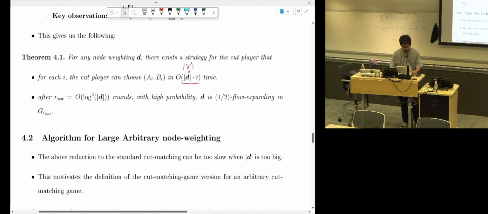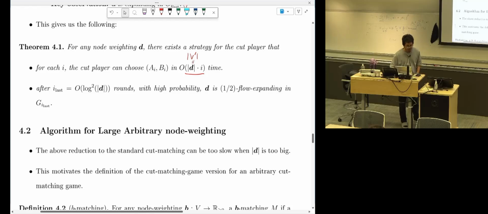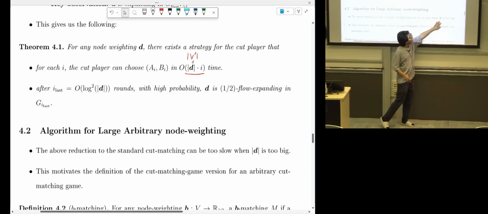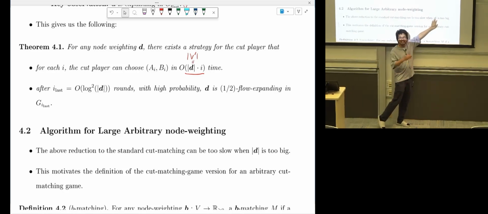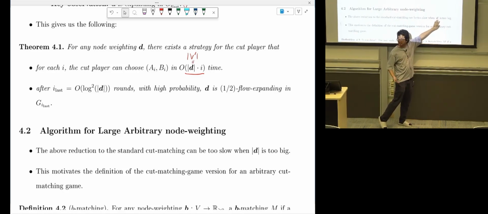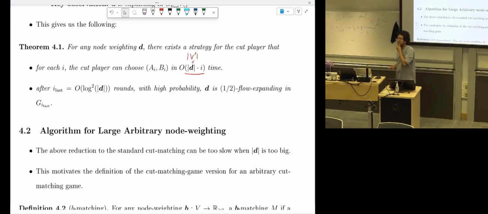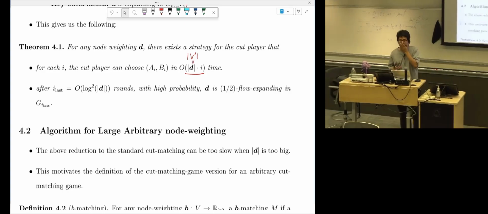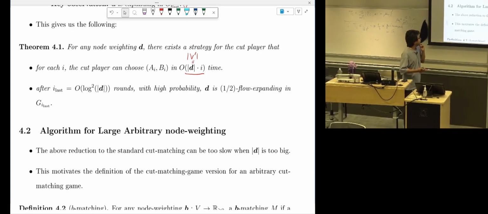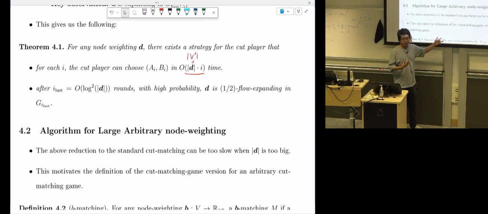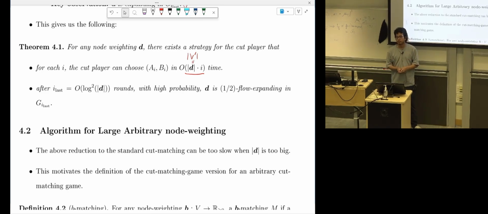So this reduction that we just saw can be too slow when D is too big, or when D is really fractional. But the idea is that you can still make it fast. And it motivates the definition of the cut matching game that directly works with any node weighting, not just the all-one vector.